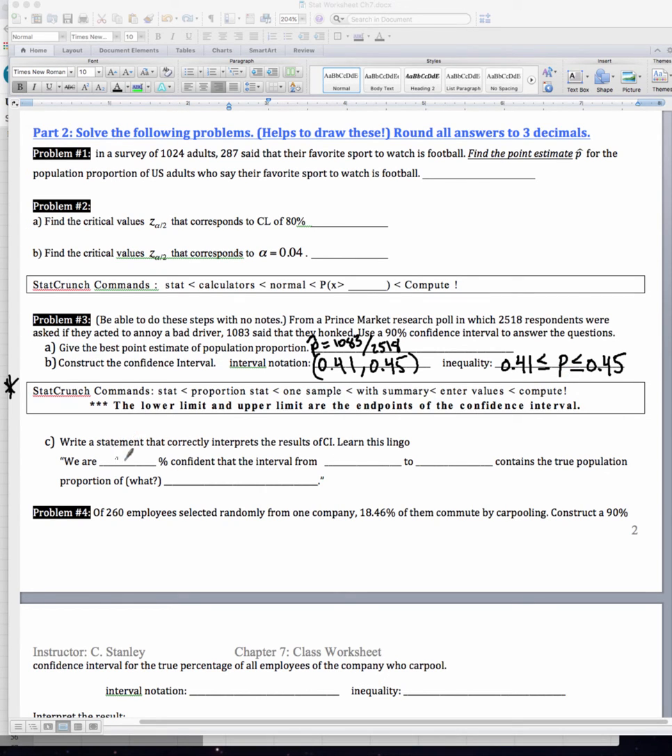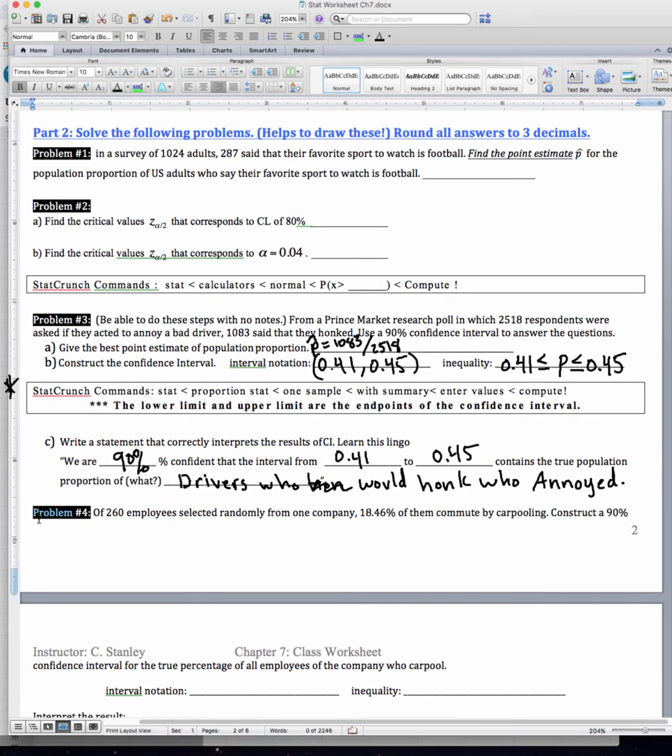Okay, and this is how you do the write-up. We are 90% confident that the interval from 0.41 to 0.45 contains a true proportion of drivers who would honk when provoked. I'll write annoyed because that's what they wrote. Okay, so that's how you do a confidence interval, and that's how you interpret it.